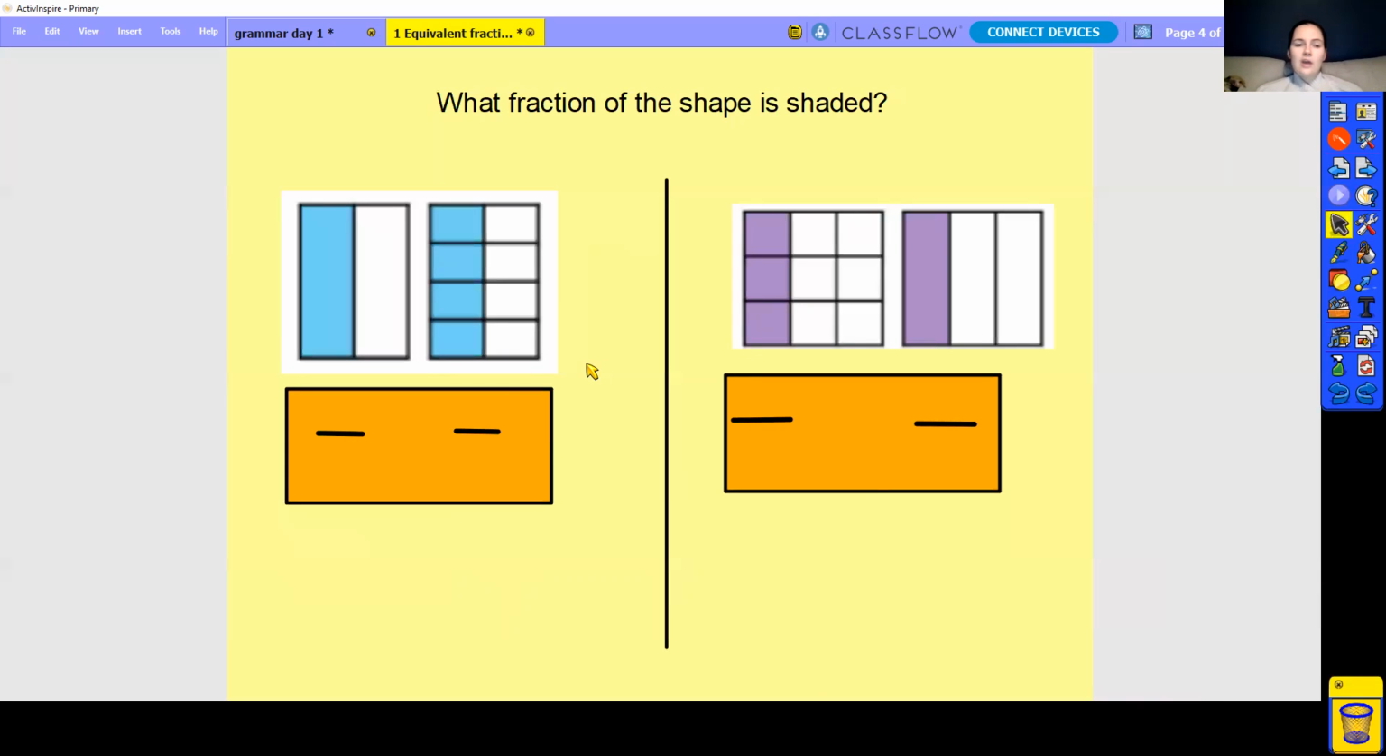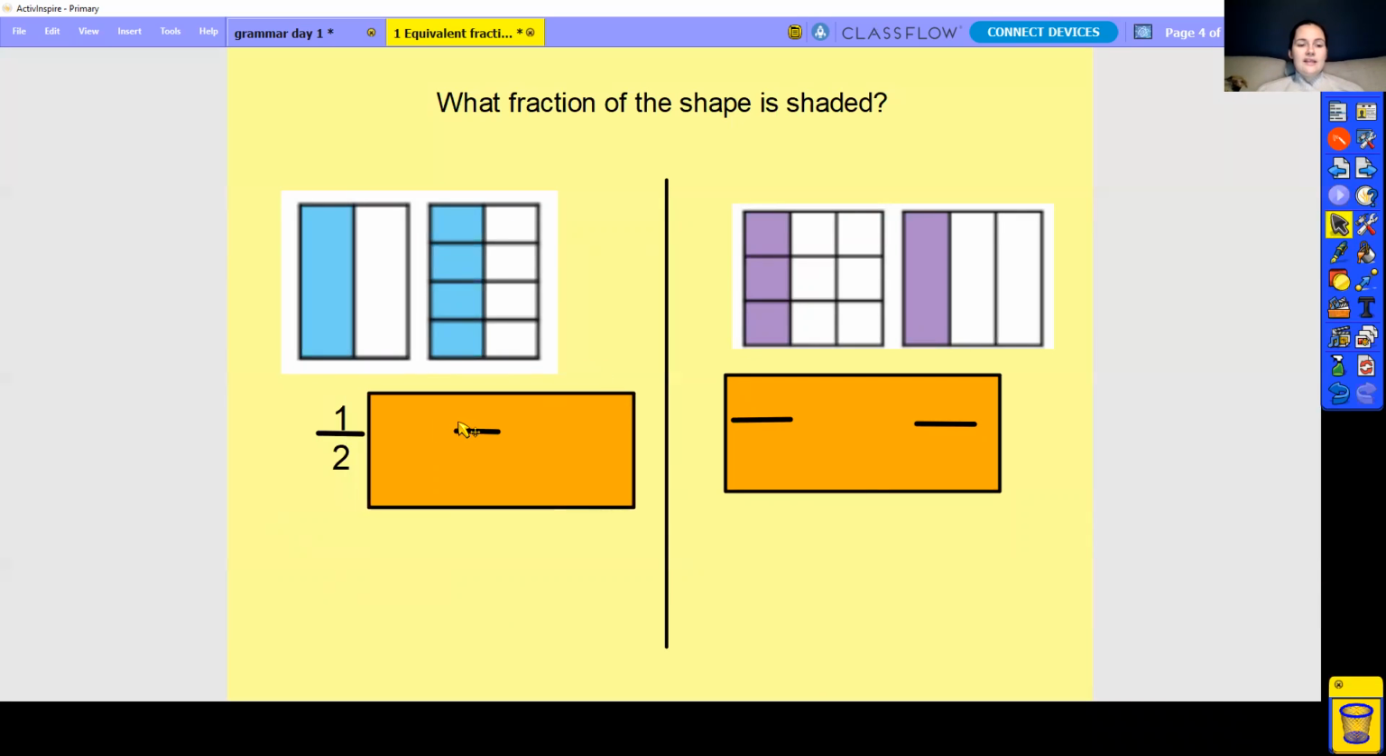Okay, now you've had a little bit of a go, I hope you've realised that this one on the left is 1/2. And we know that because our shape is split into two pieces, 1, 2, and one piece is blue. So we've got one out of the two pieces is blue, which is 1/2. Okay, so half of that shape is shaded blue.